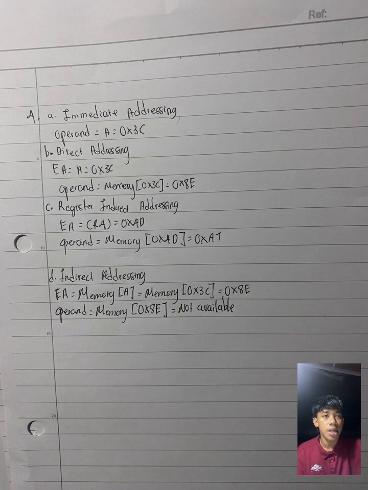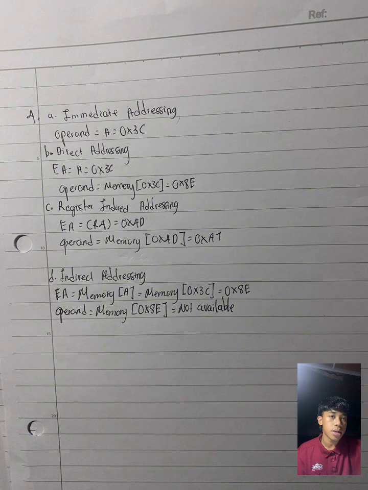So for part C, register indirect addressing. In register indirect addressing, the register R4 holds the effective address. So EA equals the content of R4, which is 4D. So I look up the memory at 4D, which equals A1. Then the operand is A1.